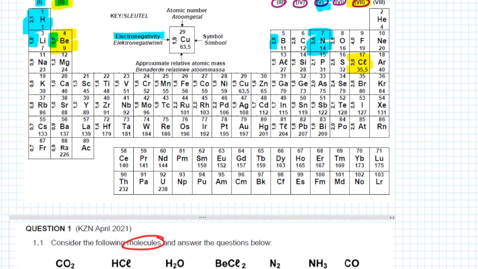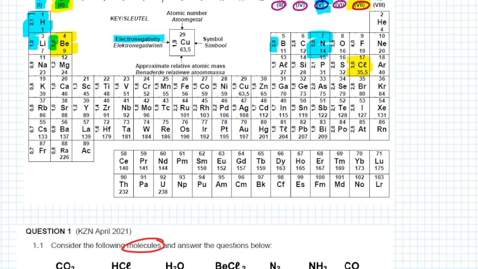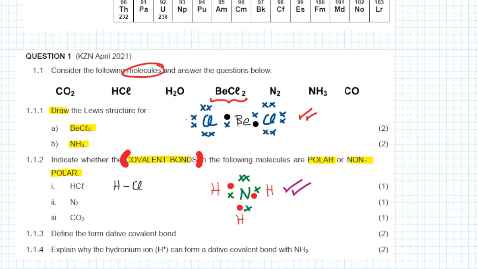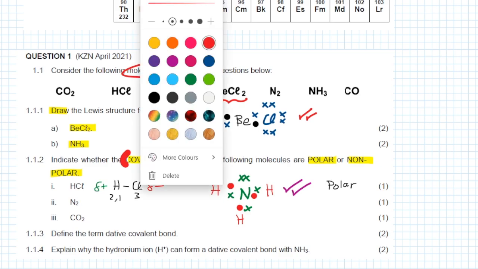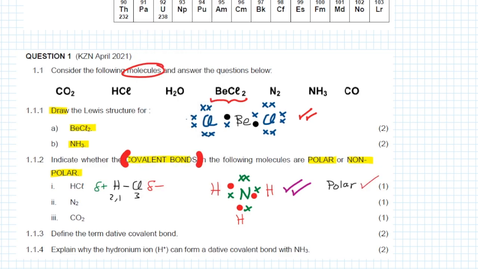Taking a look at the periodic table, we see that hydrogen has an electronegativity of 2,1, while chlorine has an electronegativity of 3. So that is 2,1 and 3. Since chlorine has a higher electronegativity, we know that chlorine is going to be slightly negative, while the hydrogen atom in this bond is going to be slightly positive. This is therefore a polar bond, and to answer the question, we write down the word polar. For writing this down, we're going to be awarded 1 mark.